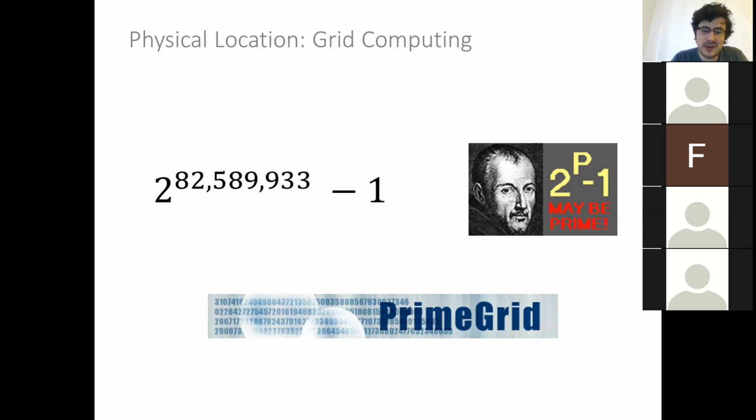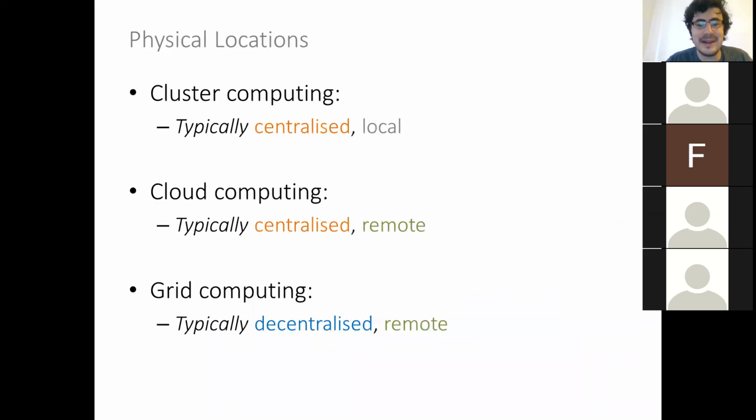Of course, this computation is not free. It has an energy cost, it has an environmental cost, and so forth. But if you feel it's a good cause, you can volunteer some of your computing time on your notebook, and probably on your mobile phone and your Raspberry Pi to these sorts of projects. So to summarize, we have cluster computing, which is typically centralized but local. We have cloud computing, which is centralized but remote, and we have grid computing, which is decentralized. So we have all these peers in all these different locations, but remote.